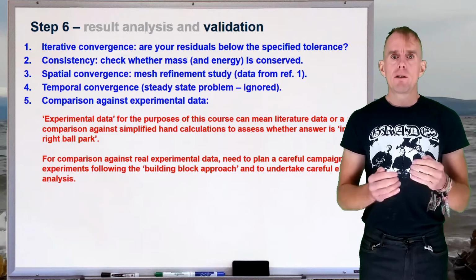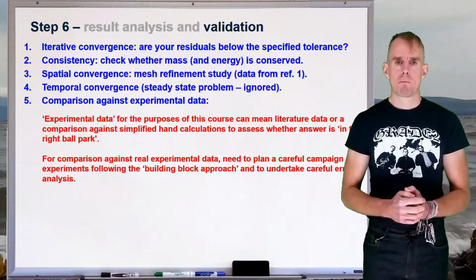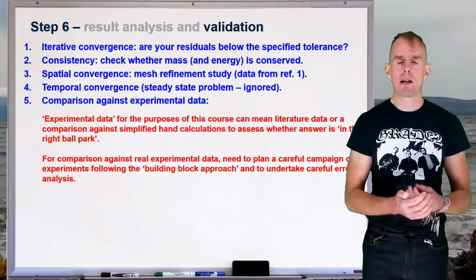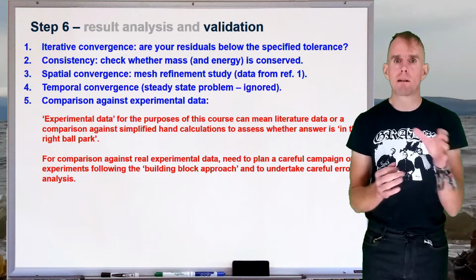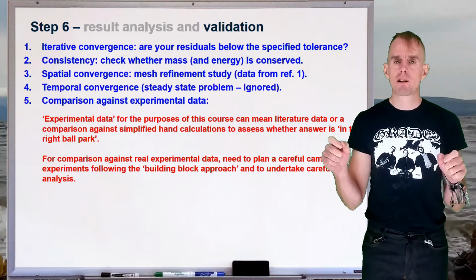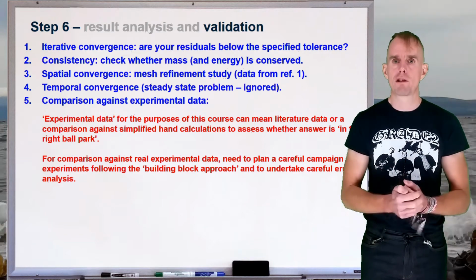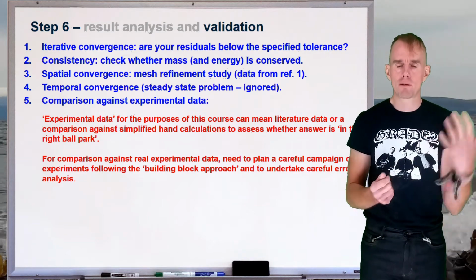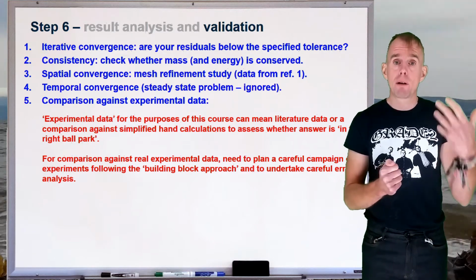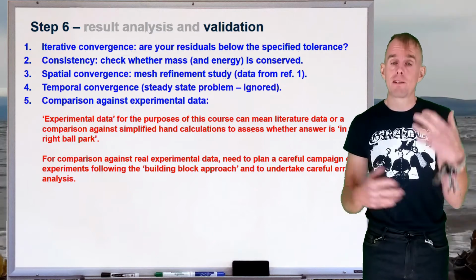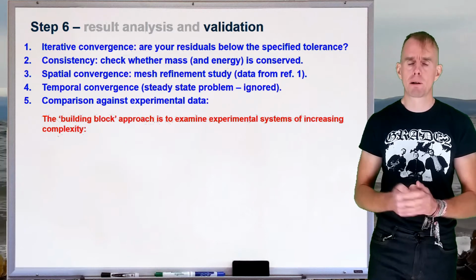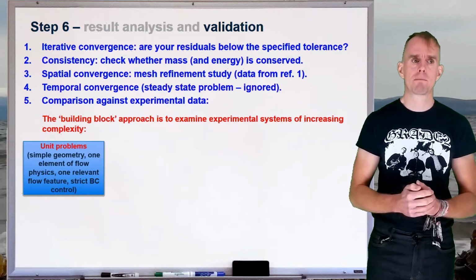If we were looking at real experimental data, what you would need to do is to plan a very careful campaign of experiments where you take a series of building blocks. Each building block is an increase in complexity such that you start to understand the full nature of the problem. You want to make sure, first of all, that your simulation can capture the really simple things. If it can't capture the really simple things, it's not going to be able to capture the really complex things. Now, this building block approach looks a little bit like this.